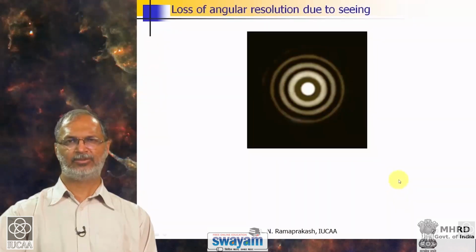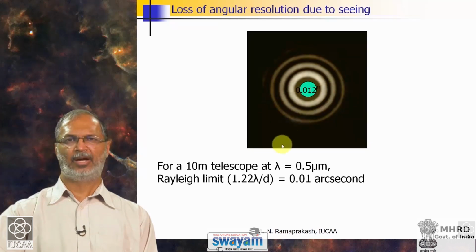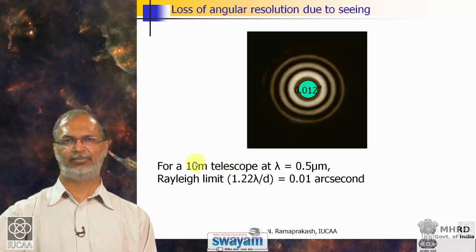So, let us try to quantify this a little bit more. I said earlier that light passing through a circular aperture, a coherent beam of light passing through a circular aperture forms an Airy disk pattern on a far screen. We also saw that for a 10-meter diameter telescope observing at half micron wavelength, the typical size from the center of the disk to the first minimum is of the order of 0.01 arc second.